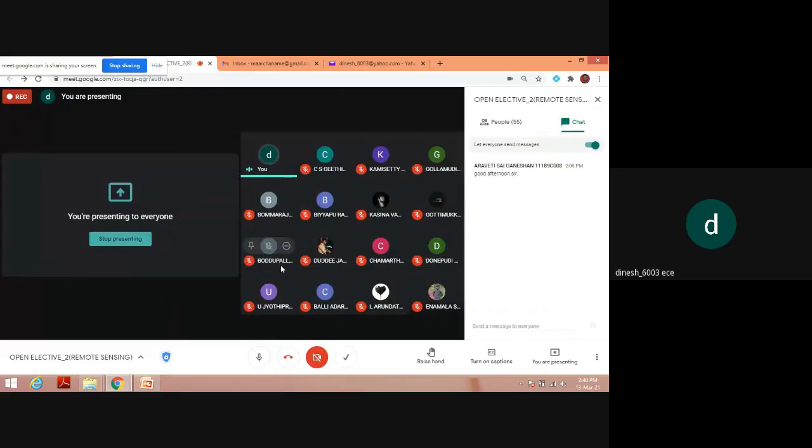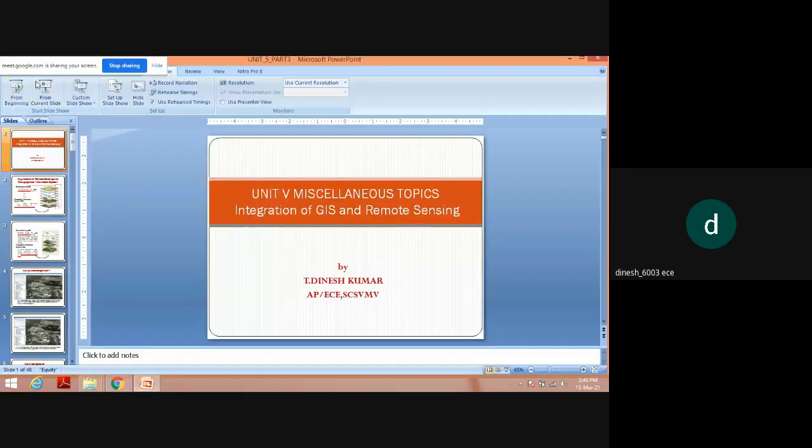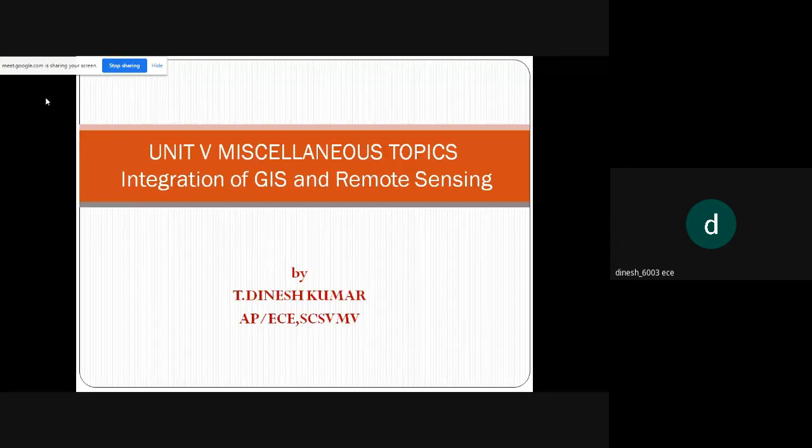Okay, since I couldn't find any queries in the chat box, I proceed on to the next topic of Unit 5, miscellaneous topics: integration of remote sensing, RS, and GIS, geographic information system.